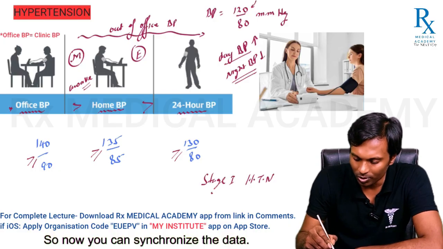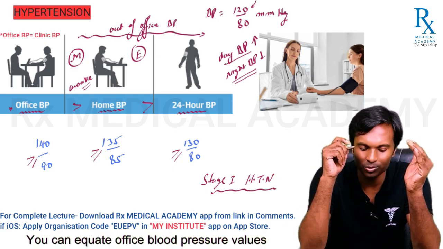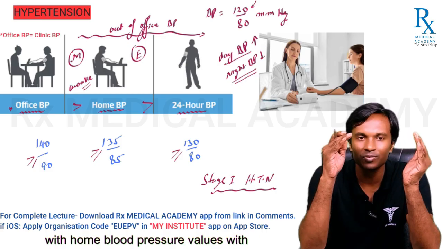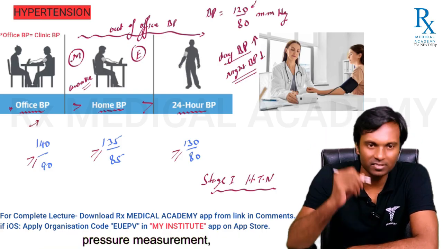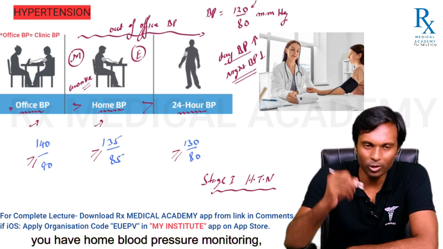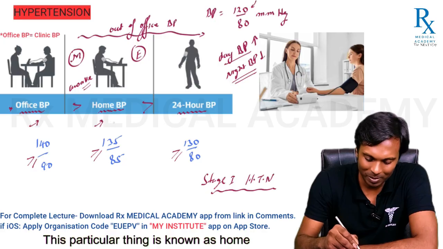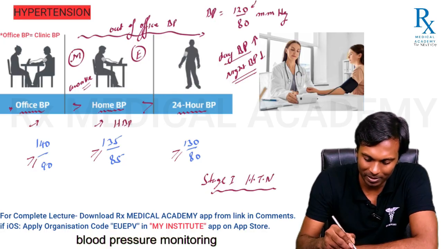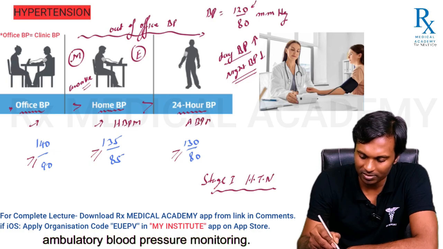So now you can synchronize the data. You can equate office blood pressure values with home blood pressure values and with ambulatory blood pressure values. So you have three readings: office blood pressure measurement, home blood pressure monitoring, and ambulatory blood pressure monitoring as well. This particular thing is known as home blood pressure monitoring, and this particular thing is known as ambulatory blood pressure monitoring.